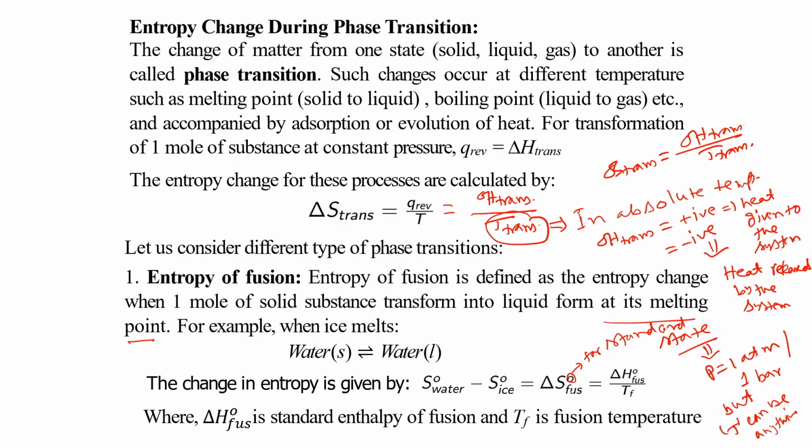So, we can write delta S not fusion is delta H not fusion by Tf. Tf is 0 degree Celsius, which means 273 Kelvin here. Where delta H not fusion is the standard enthalpy of fusion, and Tf is the fusion temperature, or we can also call it the freezing temperature.